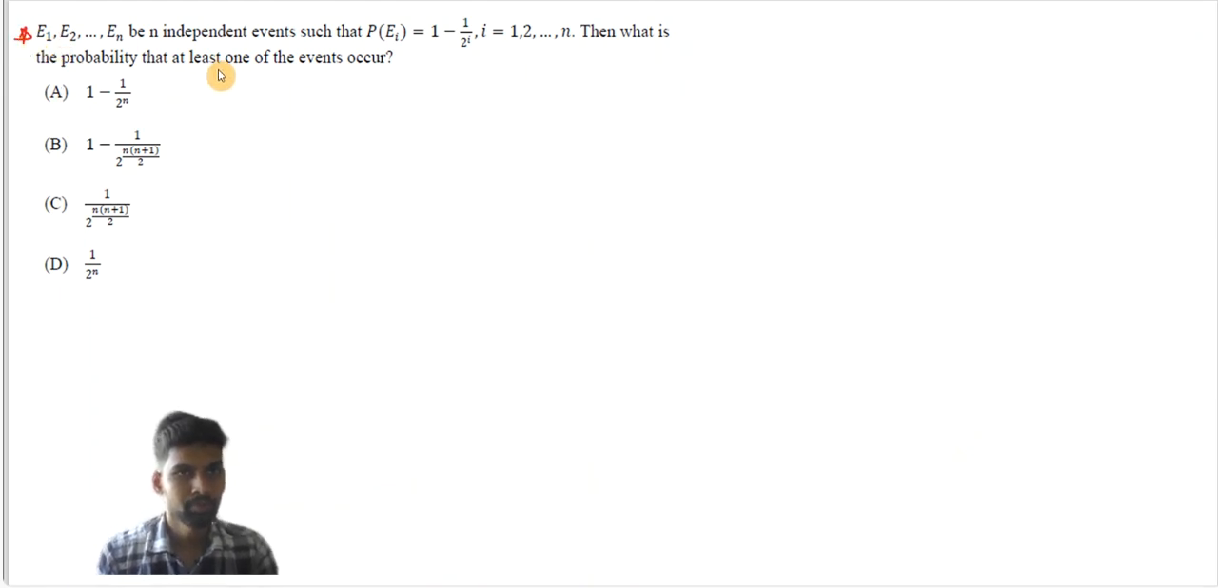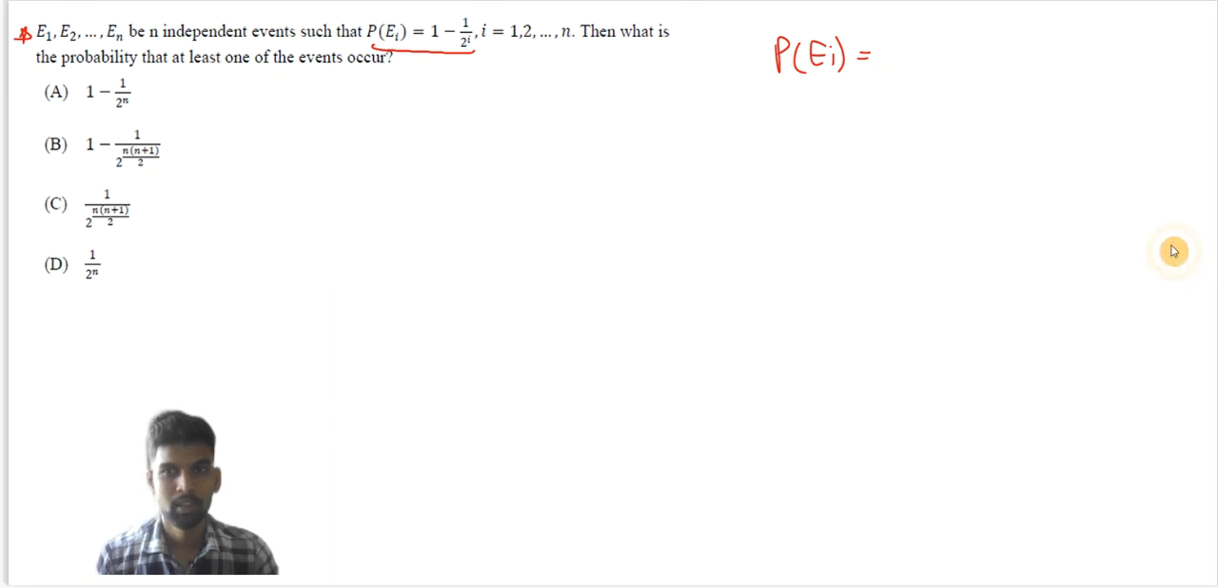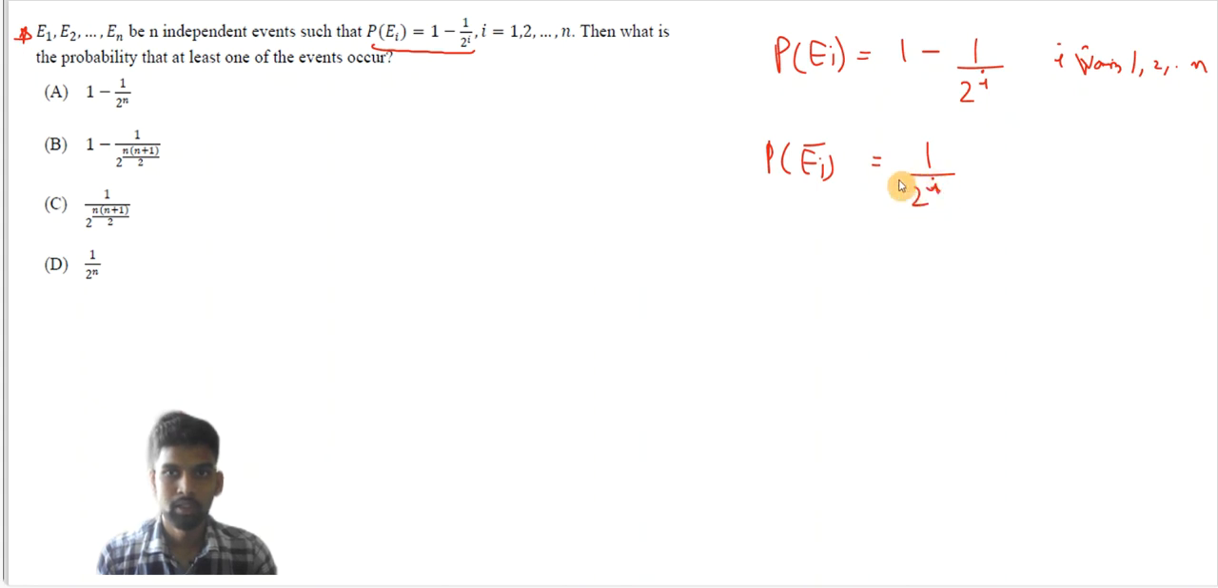So it's a good question. What they have given is E1 to En, n independent events, such that the probability of occurrence of that event is this much. So the probability of occurrence of Ei is 1 upon 2 raised to power i, where i varies from 1 to n. Okay, so the probability of non-occurrence of that event is 1 minus 1 upon 2 raised to power i, because P(E) plus P(E bar) is equal to 1. Once you put this, you will get this.